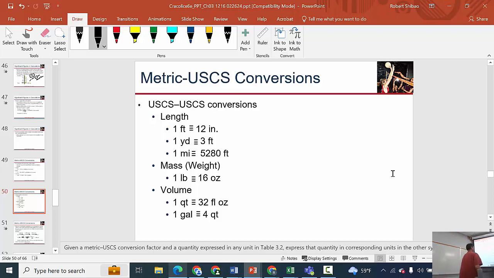Do you see this triple? Triple, triple. All these are definitions. Do you know all these? Pretty much? I think most people, 12 inches, foot, 3 feet in the yard. This one most people don't know, 5,280 feet per mile. This one you don't have to memorize, but it's definition. This one, do you know this one? 16 ounces in a pound.